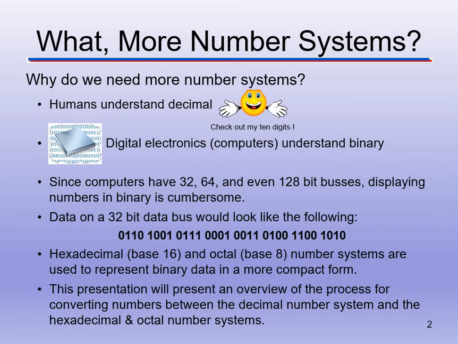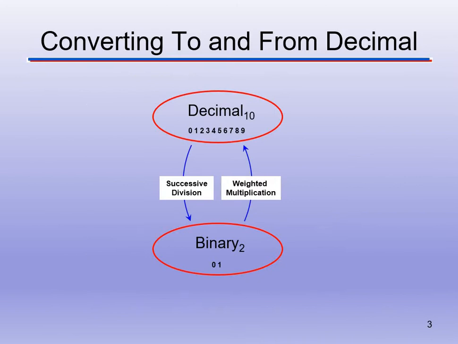So we're going to use these to represent binary numbers. We're going to use a hexadecimal system, which is base 16, and the octal system, which is base 8. In our decimal system, that's base 10, right? And remember, binary is base 2. So we're going to take all these binary numbers and truncate them into hexadecimal and octal numbers so that we can transmit more data at a time.